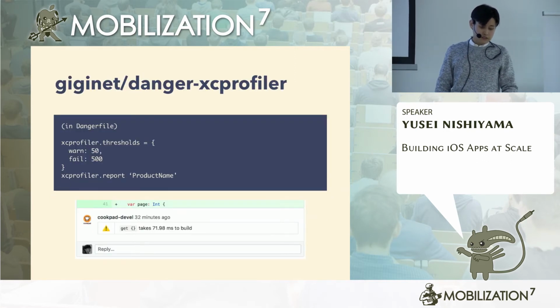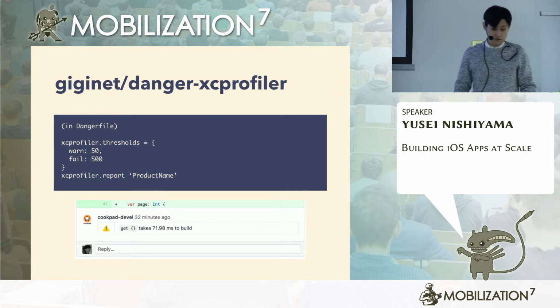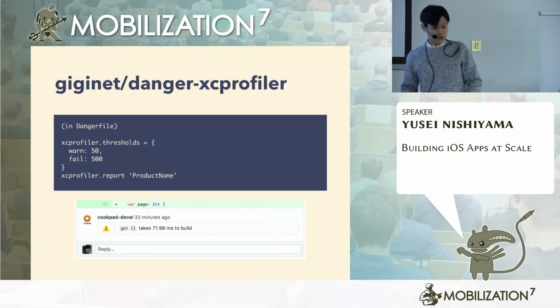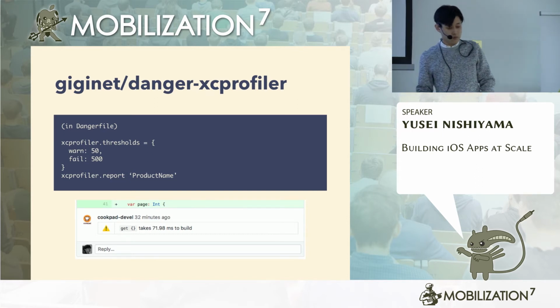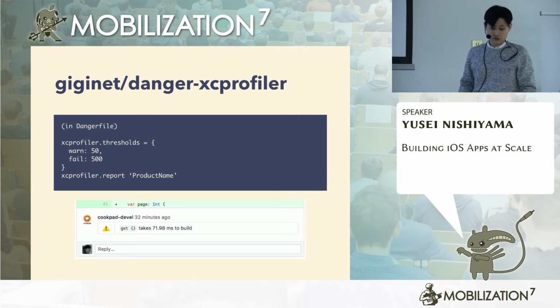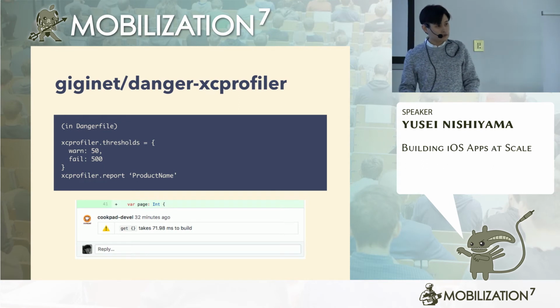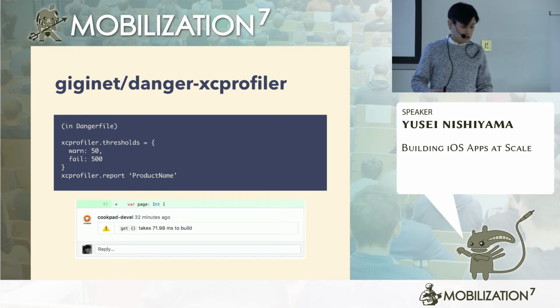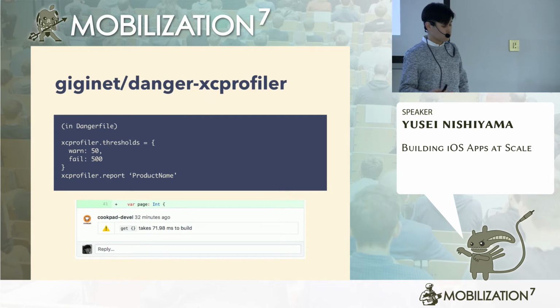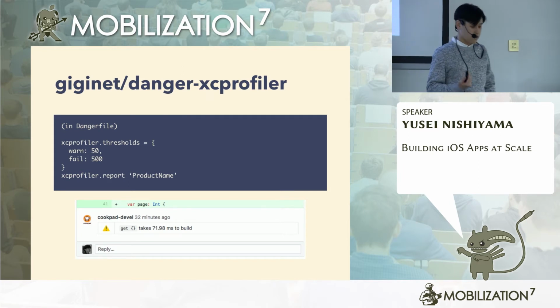Let me show an example of how to utilize the data. With the build log, one of my colleagues developed a Danger plugin which comments directly on a function that takes too long to compile. So it gives us more chance to consider if there's any other way to write this function in a compiler-friendly way.